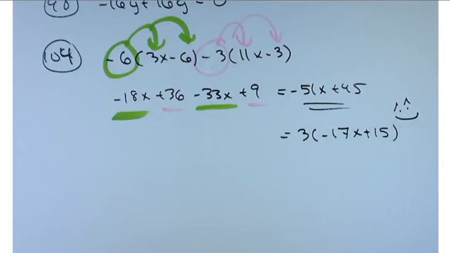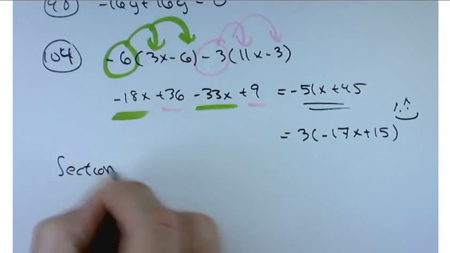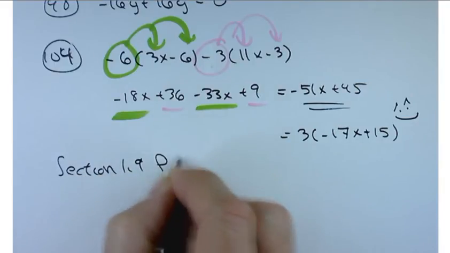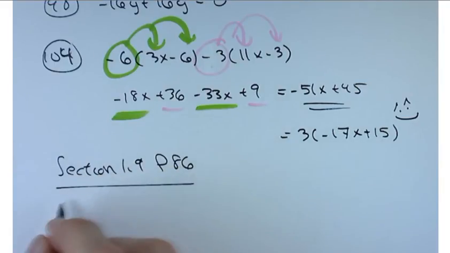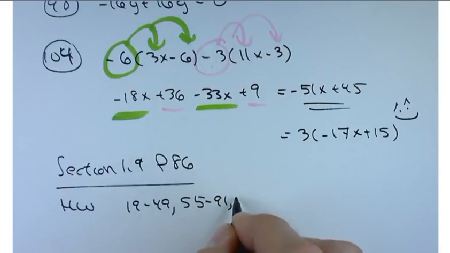This starts on page 86. So this is section 1.9. Page 86. For homework, try 19 through 49, 55 through 91, and 103.